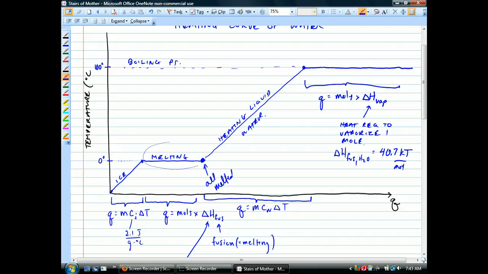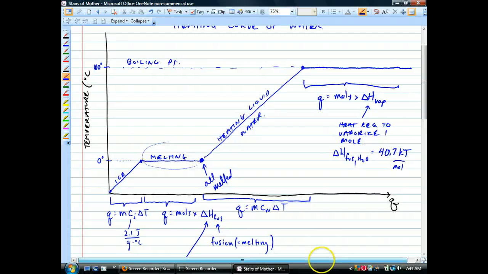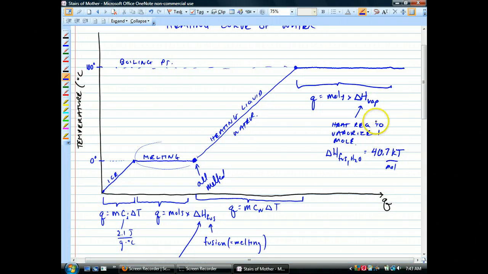To vaporize 18 grams of water requires 40,700 joules. To vaporize 18 grams of water takes 40,700 joules. That's the heat required to vaporize 1 mole. Now, once it's all vaporized, so this is boiling right here. And of course, when we're boiling water, it's going from a liquid to a gas.